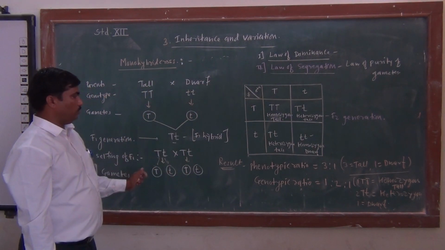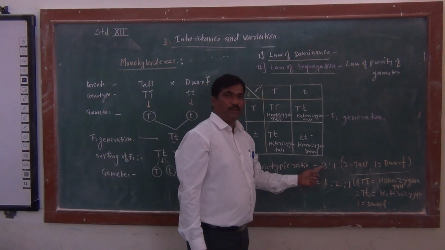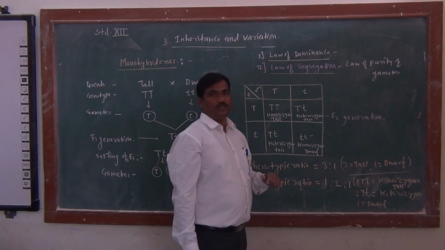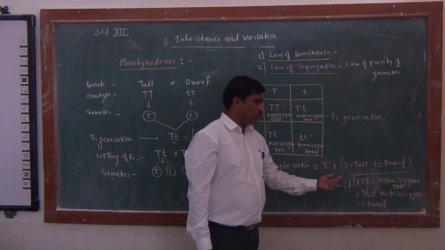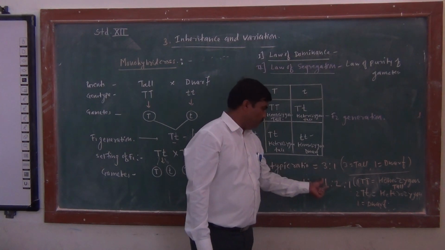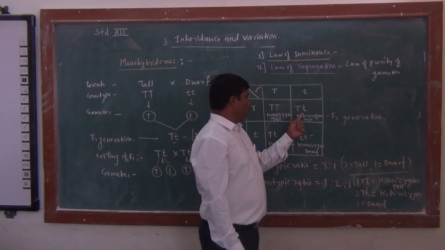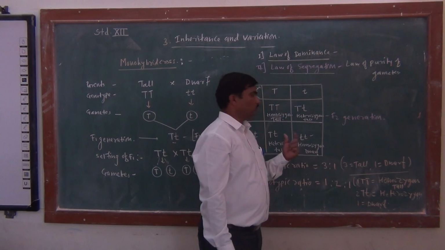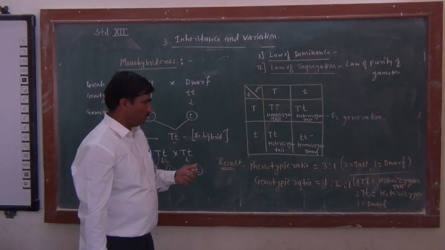In the monohybrid cross, the phenotypic ratio is 3:1, in which 3 individuals are tall and 1 individual is dwarf. And the genotypic ratio is 1:2:1, in which 1 is pure or homozygous tall, 2 are hybrid talls, and 1 is homozygous dwarf. So the genotypic and phenotypic ratios are different.